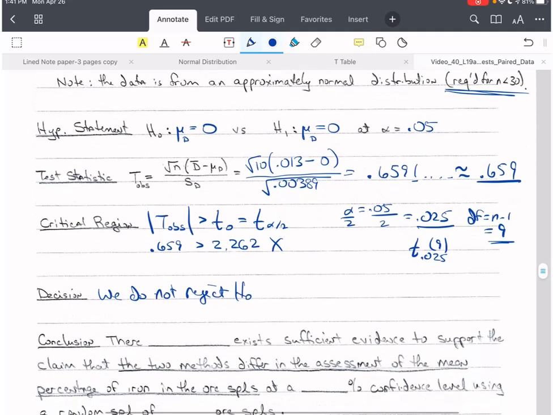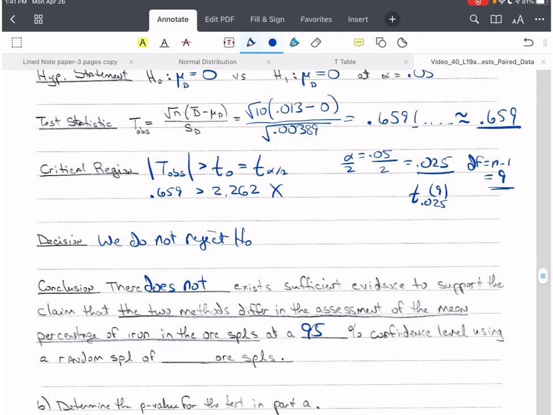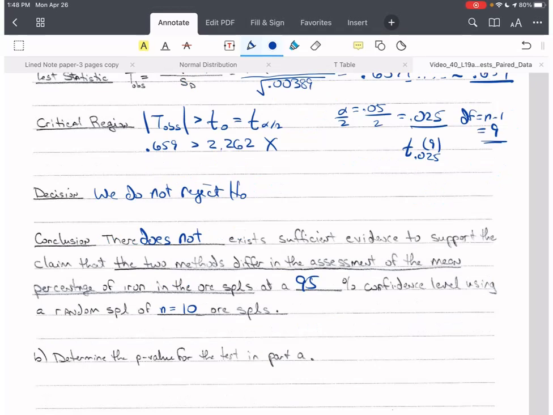And in this case, that's a good thing. We want the methods to be the same. So there does not exist sufficient evidence to support the claim that the two methods differ in the assessment of the mean percentage of iron in the ore samples at a 95% confidence level using a random sample of n equals 10 ore samples.